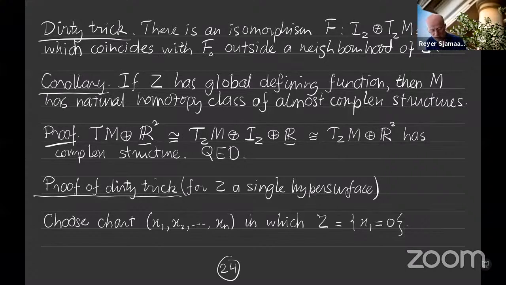Why? Well, let's look at the tangent bundle. Let's add a trivial plane bundle. By the dirty trick, this is isomorphic to the log tangent bundle plus this ideal line bundle plus one trivial line bundle. But there's a global defining function, so this bundle is trivial, so we get this. Now, M has a log symplectic structure, so this has a complex structure, so the whole thing is a complex structure. So you get a stable almost complex structure on your manifold.